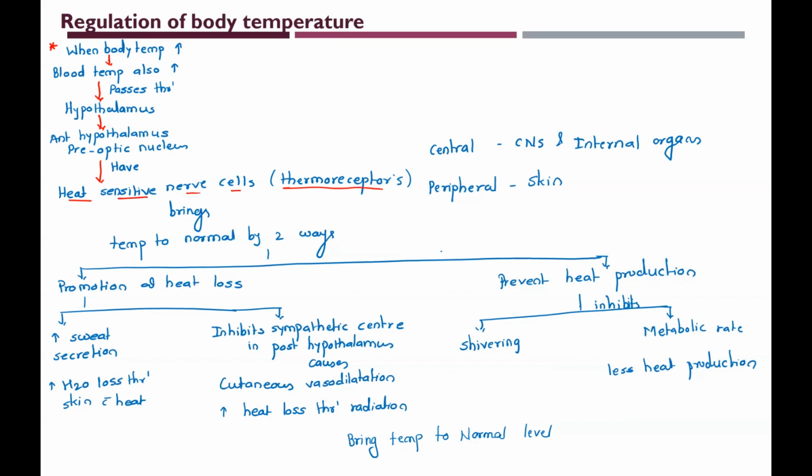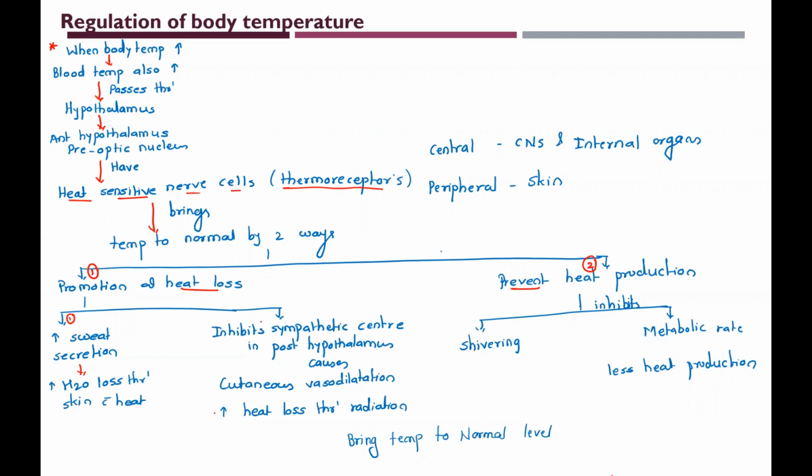Okay. And when this thermoreceptor gets activated, it tries to bring the temperature to normalcy in two ways, because the body temperature has increased and the hypothalamus has to bring it back to normal. First, it will promote heat loss, and second, it will prevent heat production. Okay. And it promotes heat loss, first, by increasing sweat production. When sweat production increases, more water is lost from the body.